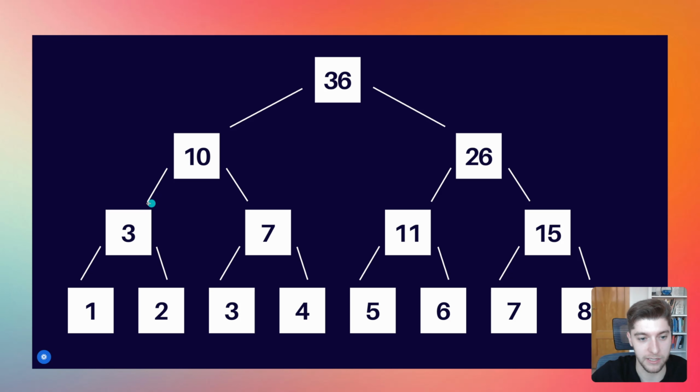And in this case, we would have 1 plus 2 equals 3, 3 plus 4 is 7, 5 plus 6 is 11, 7 plus 8 is 15. Now, again, we group these non-leaf nodes in pairs of 2, and we would sum them up again.